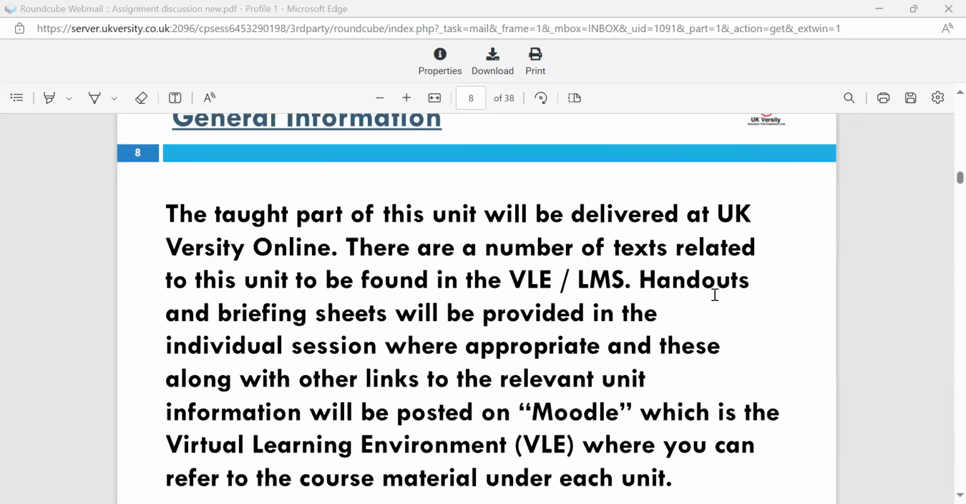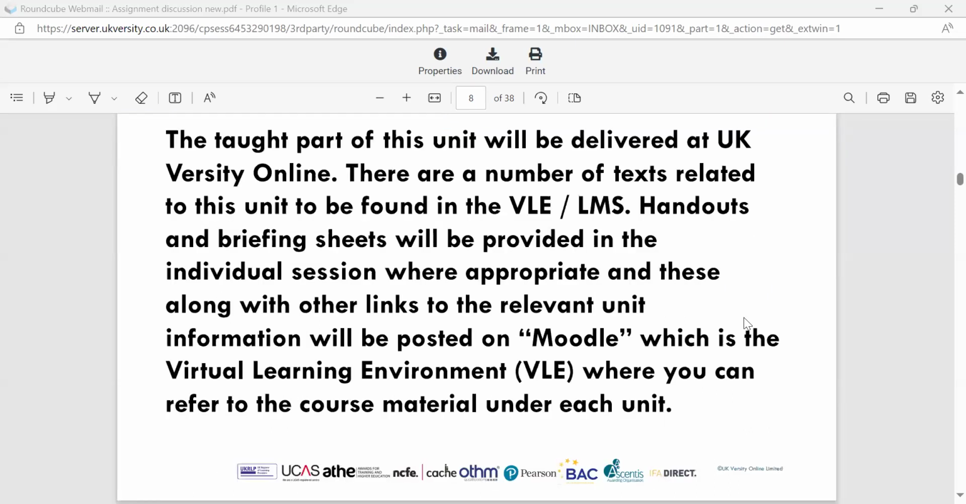General information. So the top part of this unit will be delivered at UK Versity, which is online. Handouts and briefings, which I've told you, are on Moodle for you to go on to, which is the virtual learning environment for all the course material. So any additional reading to learning outcome 1, 2, 3 or 4, any articles that I've mentioned are all on Moodle. Any examples, they are towards the back in the references as well, but they are also on Moodle for you to go on to, okay?